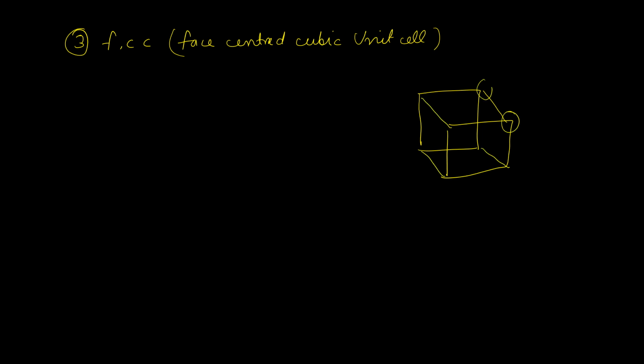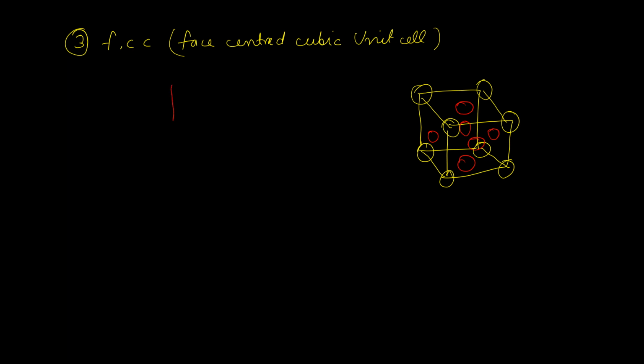So corner 1, 2, 3, 4, 5, 6, 7, 8. Now center of each face. Again I am showing it with different color, but I assume that they are of exactly same size. Same atoms are there. So one face, that face, this one, then the back one, then this one, and now the front one. So how many faces are there? 6. So 6 atoms will be there.